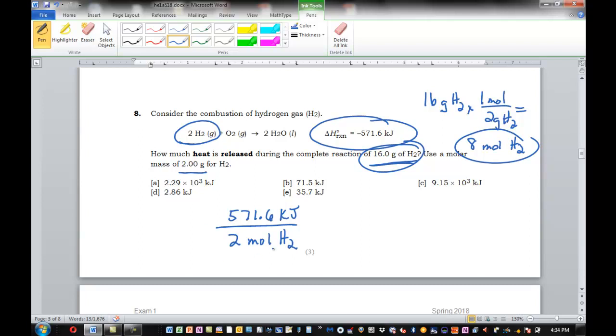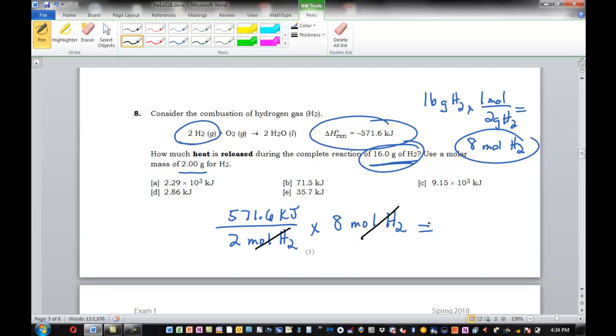And now here's the thermostoichiometry piece. This is the heat for 2 moles of hydrogen reacted. We're reacting more. In effect, we're reacting 4 times as much. 8 is 4 times 2. But we can just do a conversion here. 8 moles. And again, you should always double check units. Write your units, please. Moles will cancel.